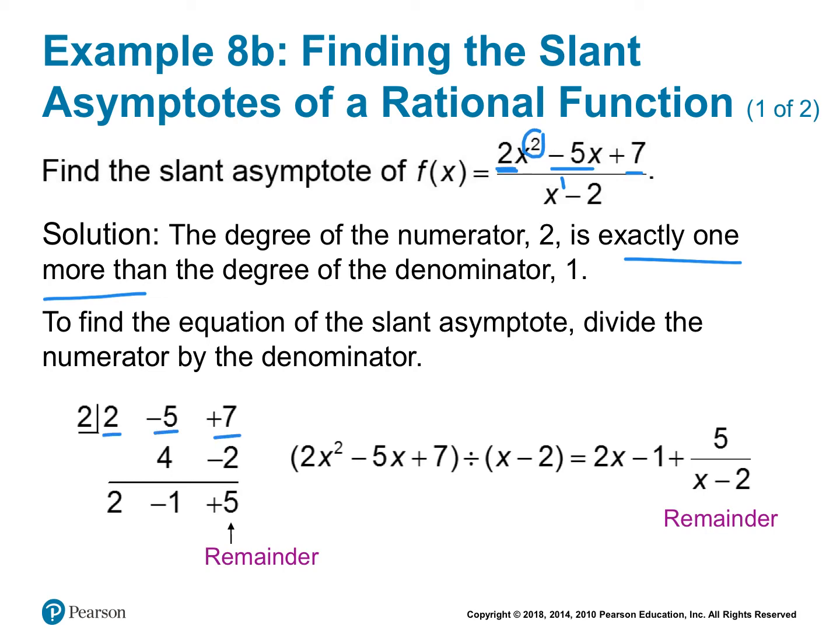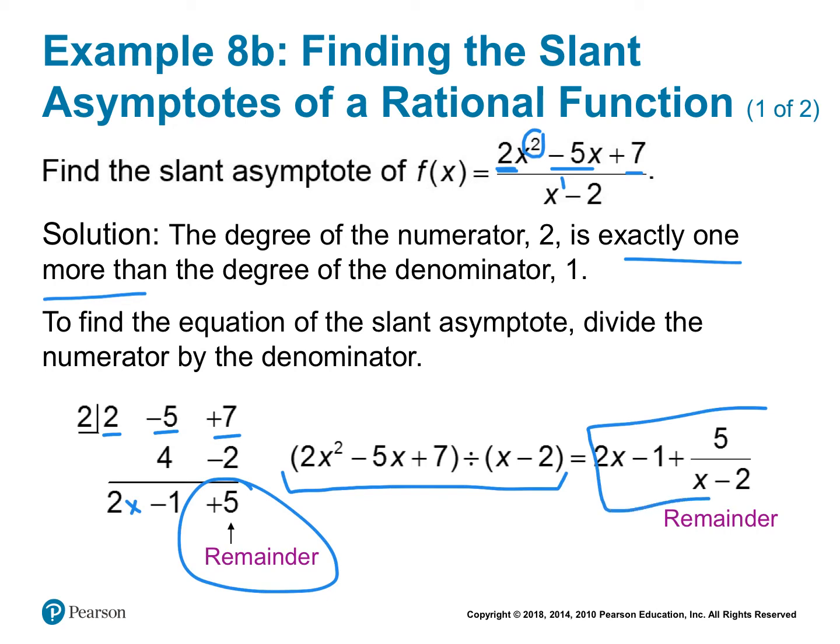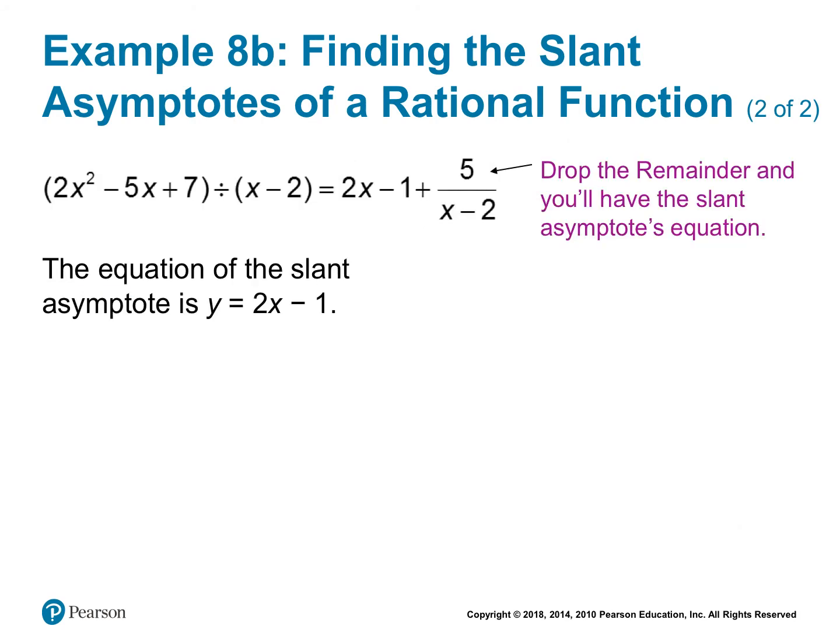Then they did synthetic division. This is the remainder. So from this division, we end up getting 2x minus 1 plus 5 over what we were dividing by, which was x minus 2. Then we'll drop the remainder to get the slant. So we would have this.